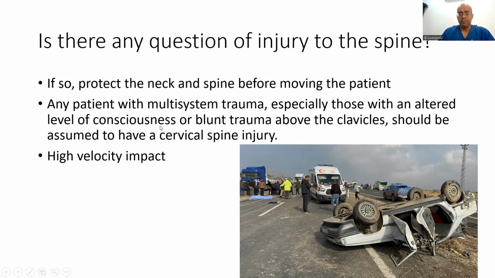Various parameters of high velocity impact are if the patient has a fall from 10 to 20 feet height, if the front of the vehicle is compressed by 30 centimeters. Similarly, as you can see in this picture, there is a rollover, the car is rolled over, and if there is ejection of the passenger from the car, and if there is death of the other passenger in the car, and the victim who has arrived in the emergency, you should suspect that it is a high velocity impact.